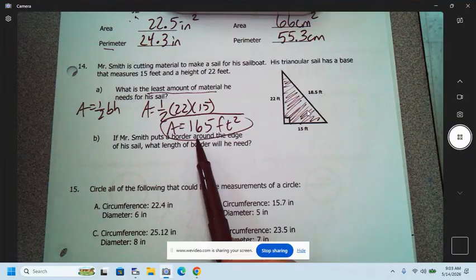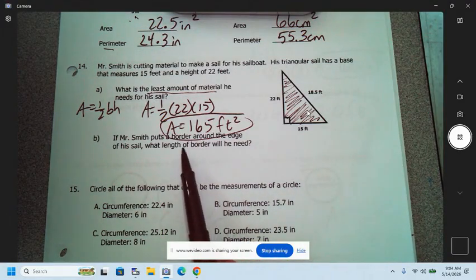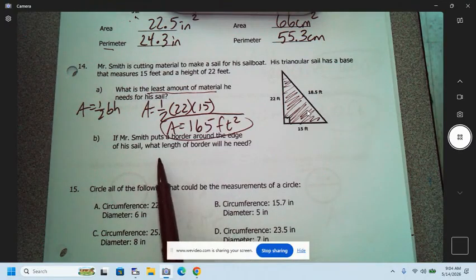But if he bought 170, would that be enough? Yeah. If he bought 300, would he have enough? Yeah, he could almost make 2 at that point. So he could buy more, but he needs to have at least that much in order to make a sail big enough for his boat.